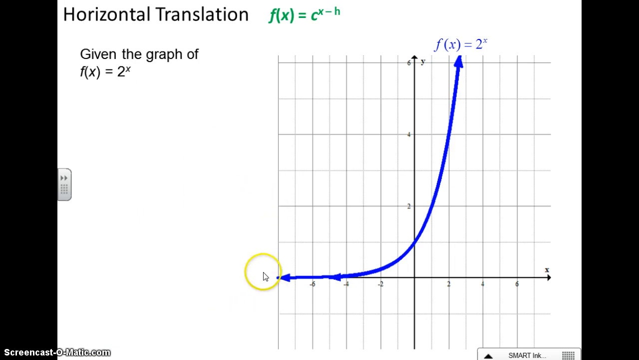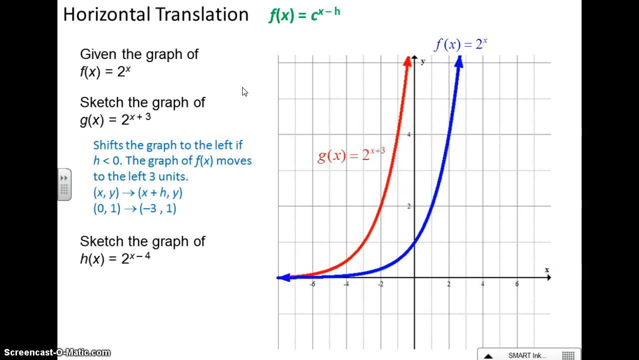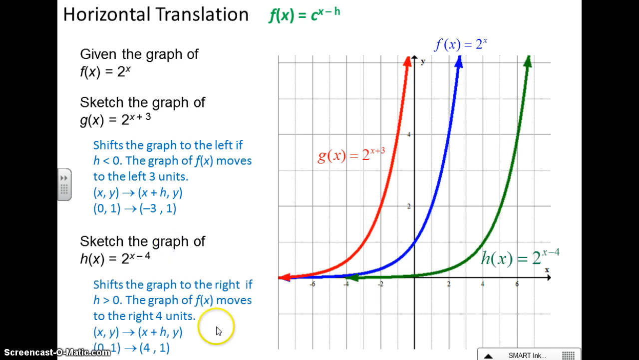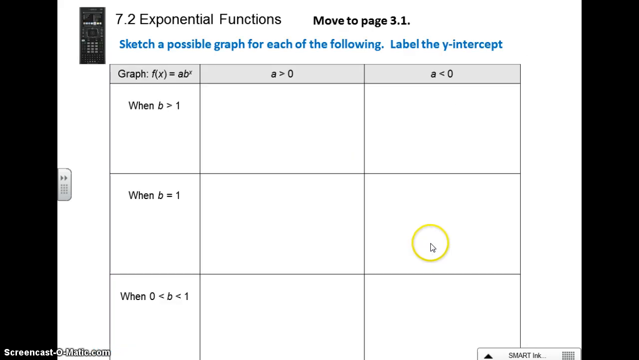Horizontally, where would you see your horizontal shift? Well, you'd see it with the replacement of x with x minus h. So if I had 2 to the x plus 3, that would clearly move the graph left 3, and your points would become (0, 1) to (minus 3, 1). And if it was sketching the graph of 2 to the x minus 4, that's a replacement of x with x minus 4, so that's going to move it right 4. Very similar to what we would have done with all our other functions in trig and so on.